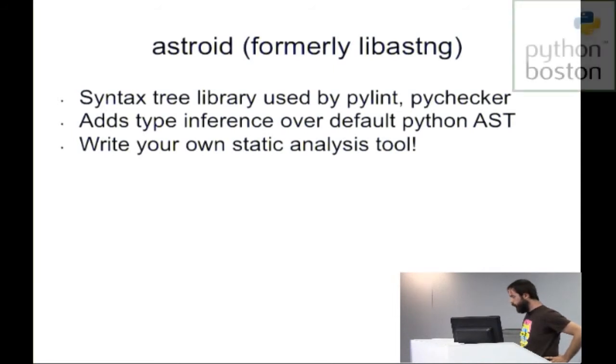Astroid is the library which Pylint and Pychecker use. I've been hacking around with this a little bit. It's actually pretty intuitive. It adds on some type inference capabilities that the default Python abstract syntax tree doesn't have. So there are definitely some neat capabilities there if anyone else feels like hacking around with it.